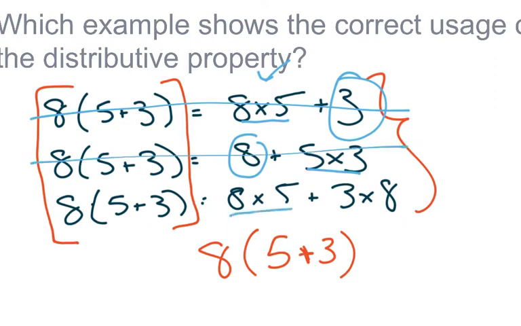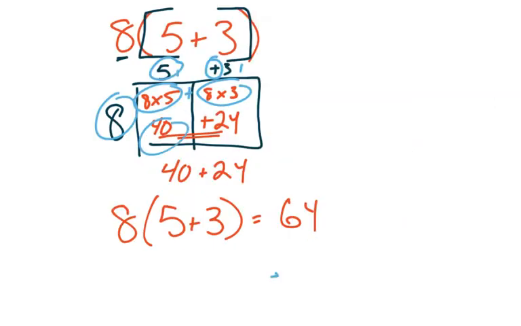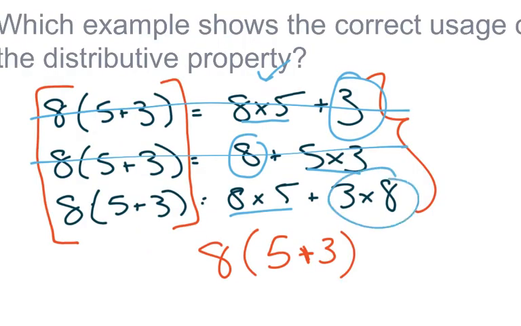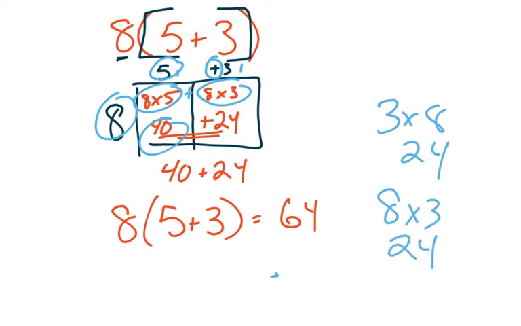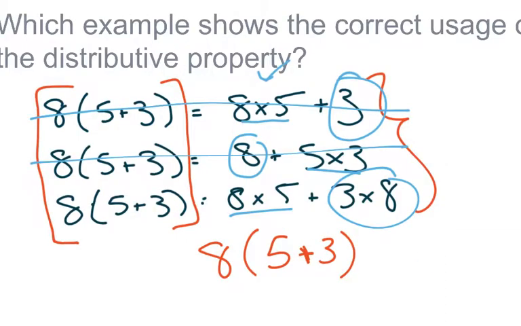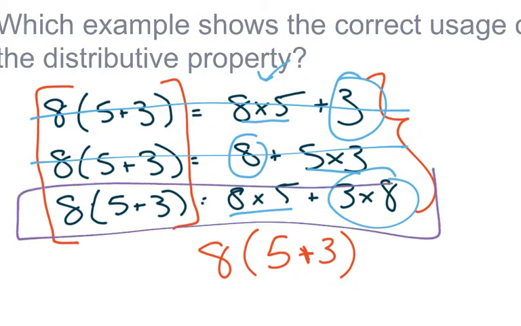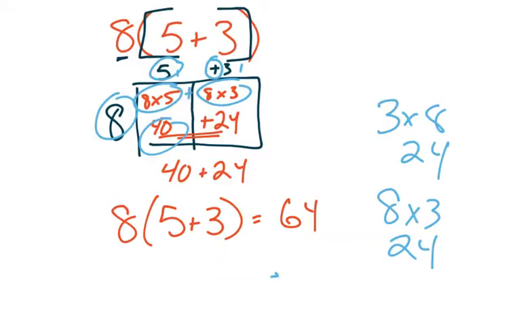Here we go. 8 times 5. Yep, we did that. That gave us our 40. 3 times 8. Isn't 3 times 8 the same thing as 8 times 3? Well, let's check it. 3 times 8, that's 24. Just like 8 times 3 is 24. That is equivalent. So this last option would be the correct way to write it. Let's practice just one or two more so we get the hang of it, and then we'll practice independently.